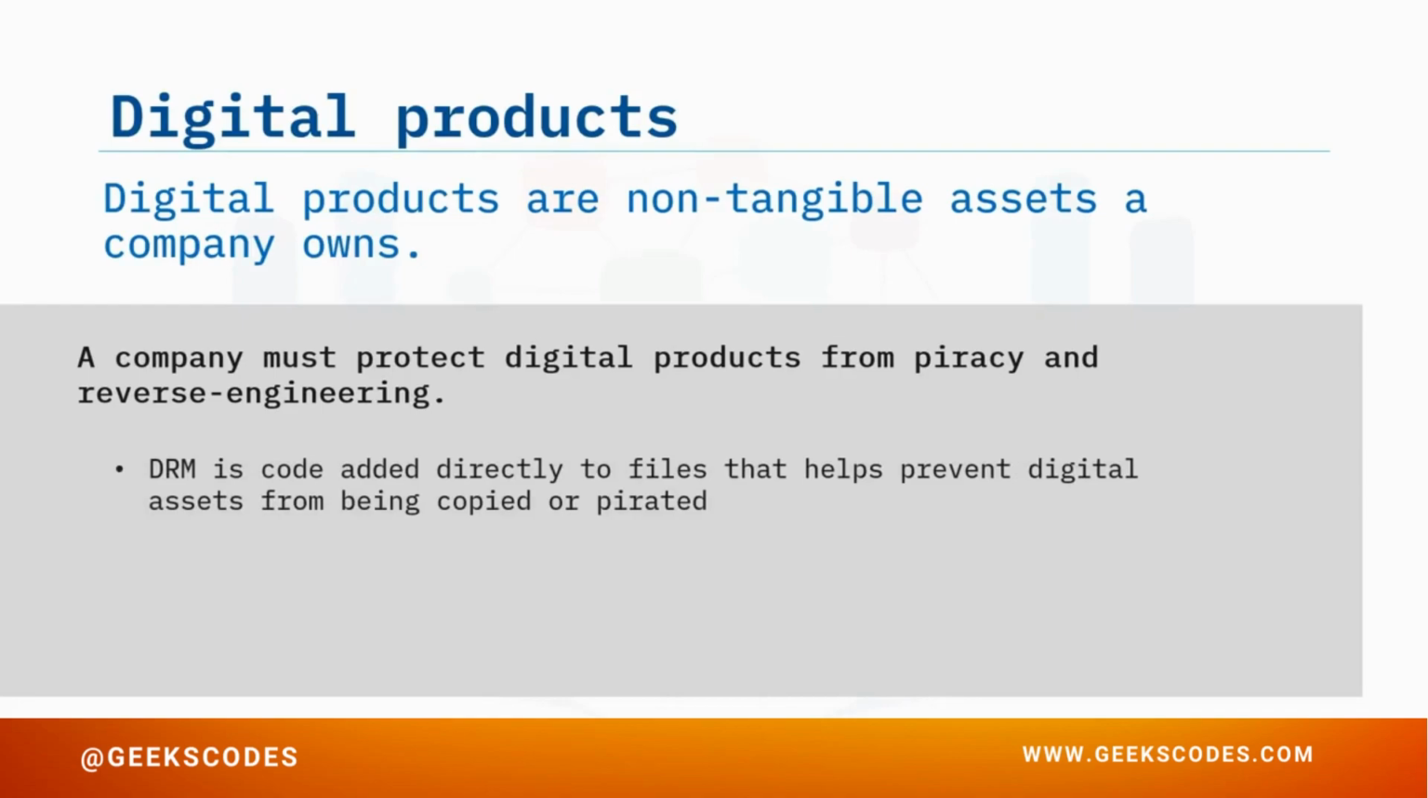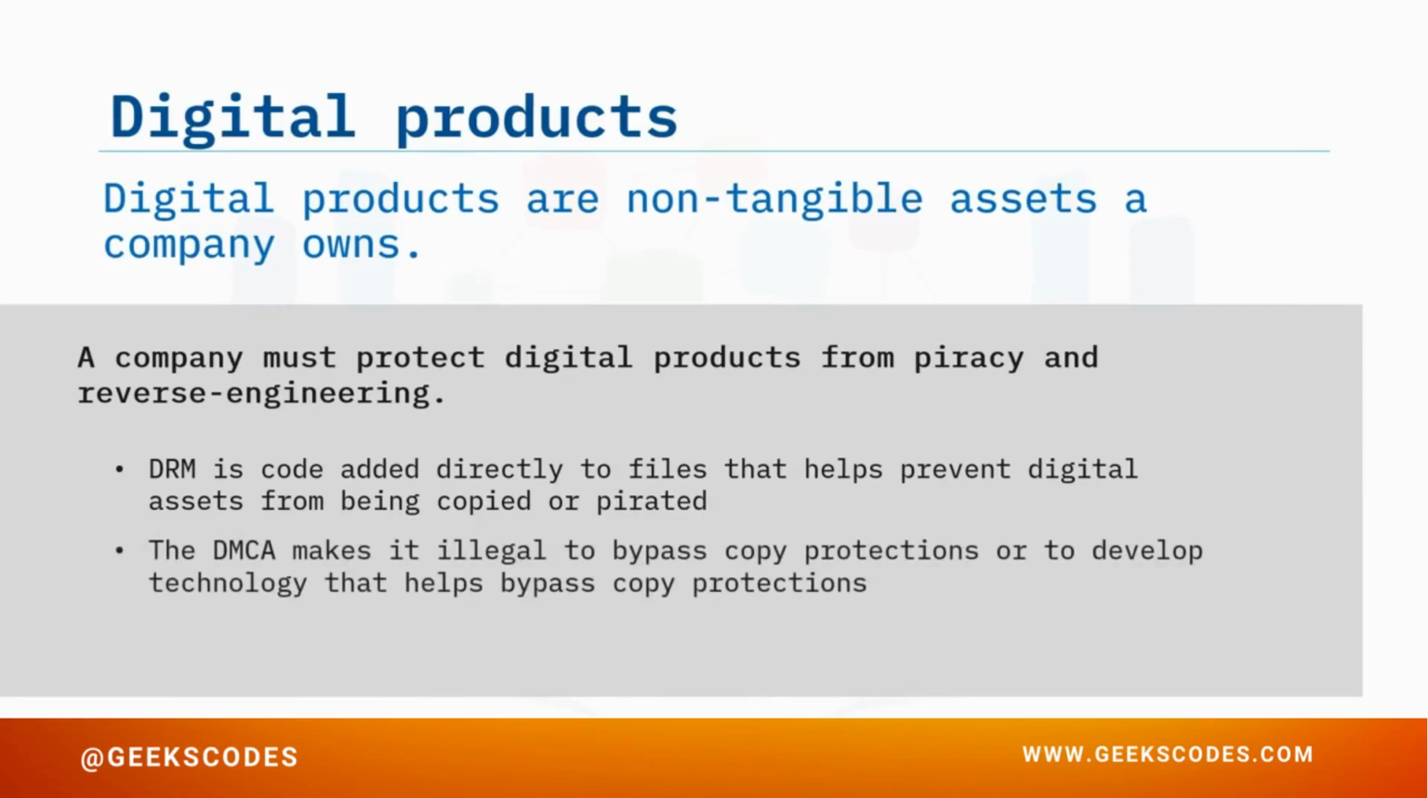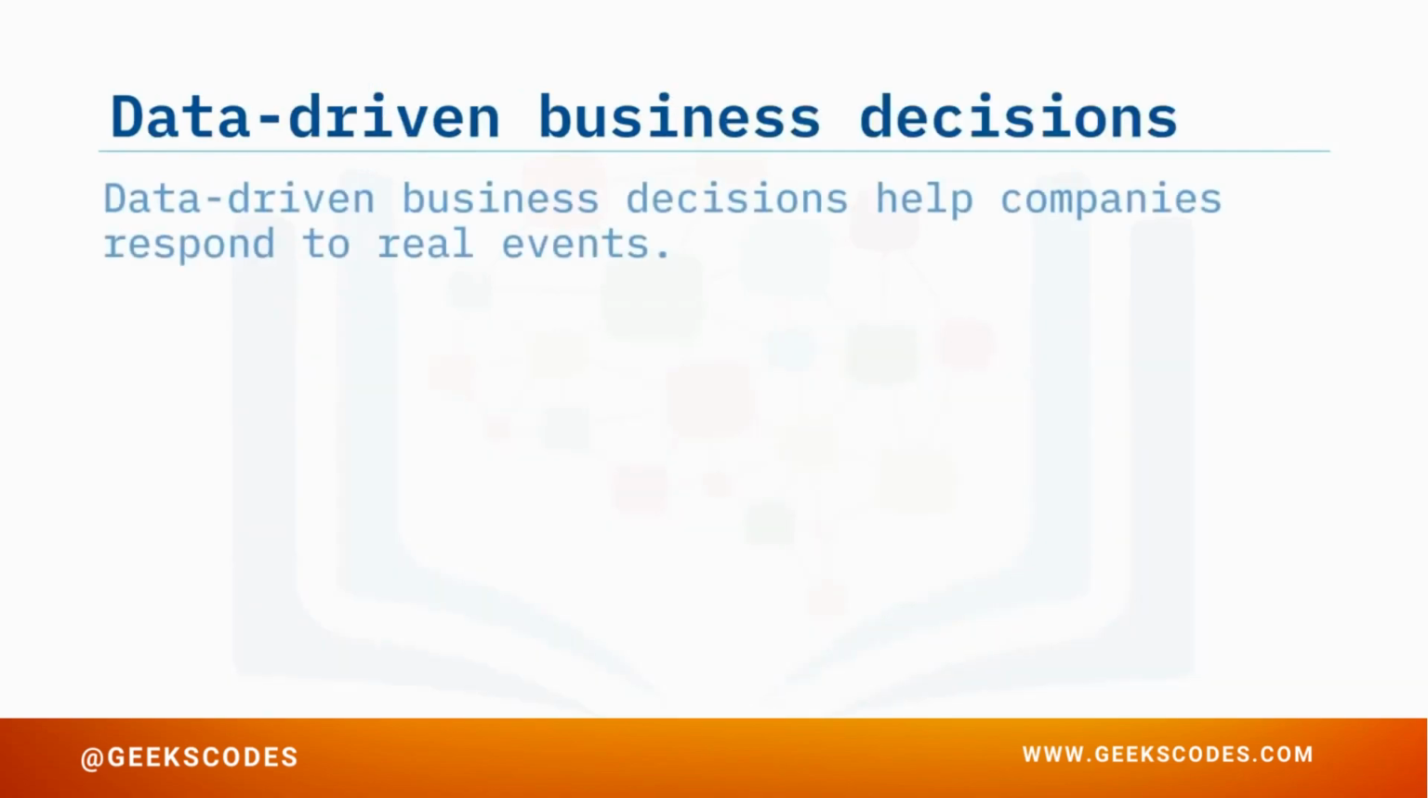Digital rights management, or DRM, is code added directly to files that helps prevent digital assets from being copied or pirated, but there are tools that can remove DRM code. The Digital Millennium Copyright Act, or DMCA, makes it illegal to bypass copy protections or develop technology that helps bypass copy protections. Data-driven business decisions help companies respond to real events.